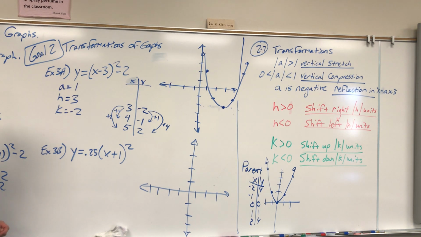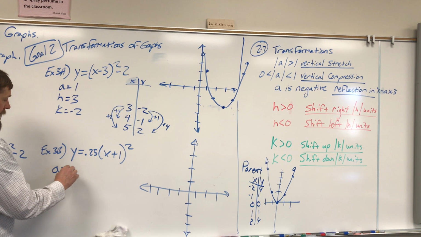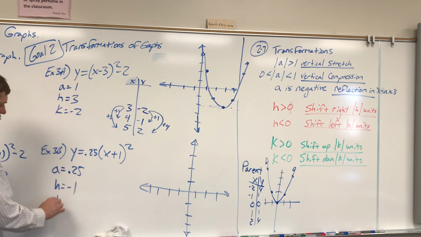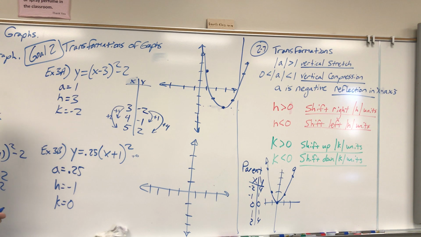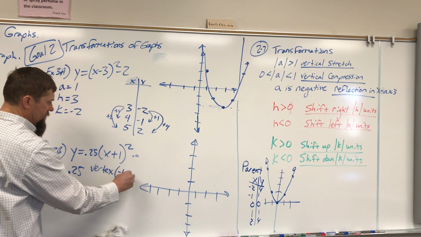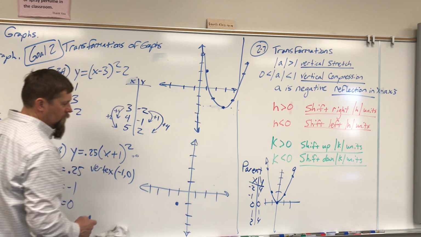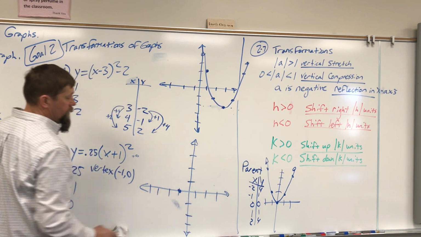Now, let's look at this next one. This next one has an a value that's not 1. It's 0.25. h is negative 1, but k is 0 because we're adding a 0 on the back side here. So my vertex is (-1, 0). Oh, that's (-1, -1). (-1, 0) is right here.